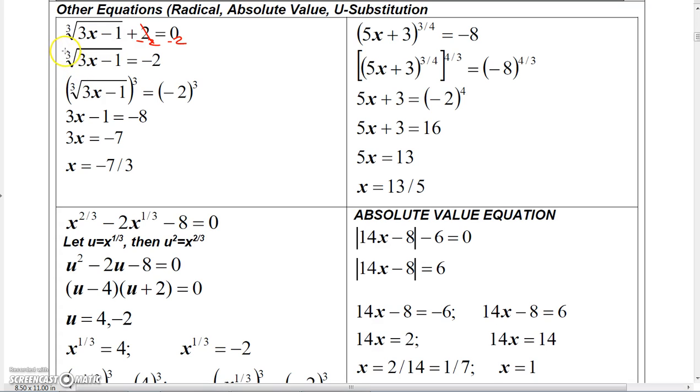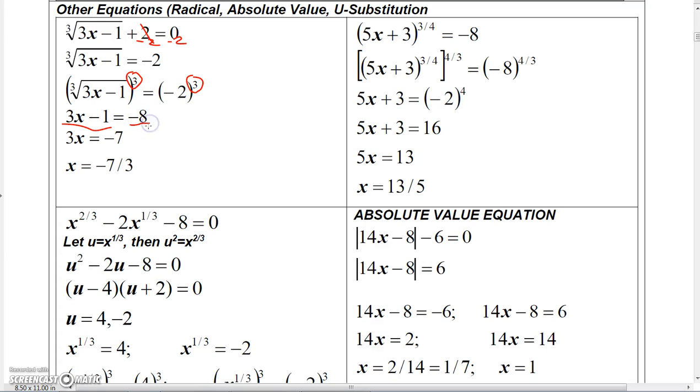So to eliminate this cube root, I need to cube that radical. But I can't just cube the left side, I've got to cube both sides. If I cube one side, I've got to cube the other side. So now if I cube this side, it just eliminates the radical, and so I have 3x minus 8. Now when you cube negative 2, that's actually going to be negative 2 times negative 2 times negative 2, and that's going to give you negative 8.